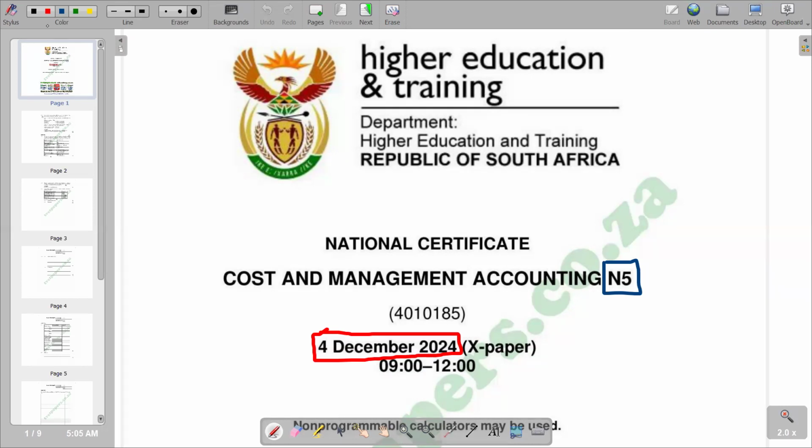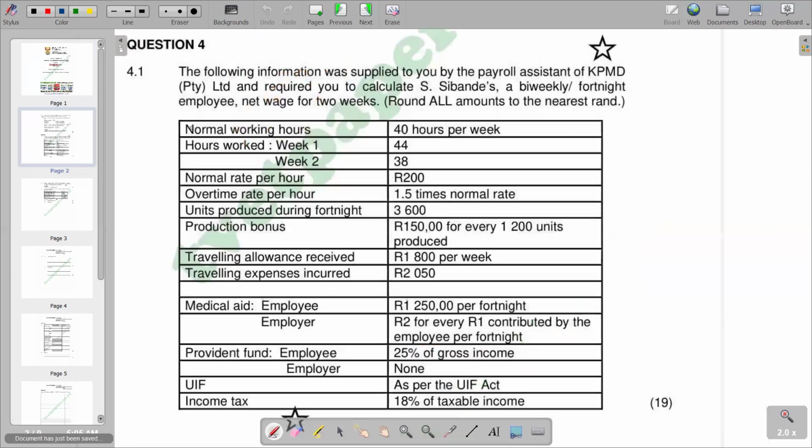So I'm going to our question. You see that this is our question 4, and our question 4 reads: the following information was supplied to you by the payroll assistant of KPMG Private Limited and required you to calculate the bi-weekly fortnight employee net wage for 2 weeks, round all amounts to the nearest rand. So very important for you to take note of this instruction. Then you are given a table that you need to go through before you attempt to answer the question.